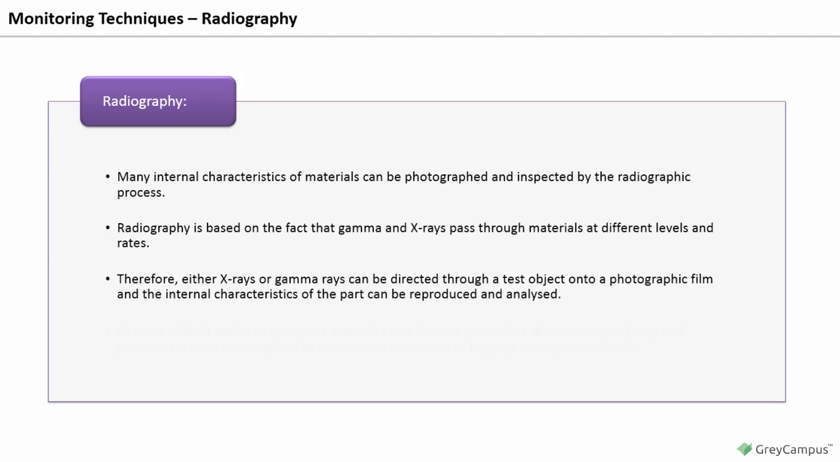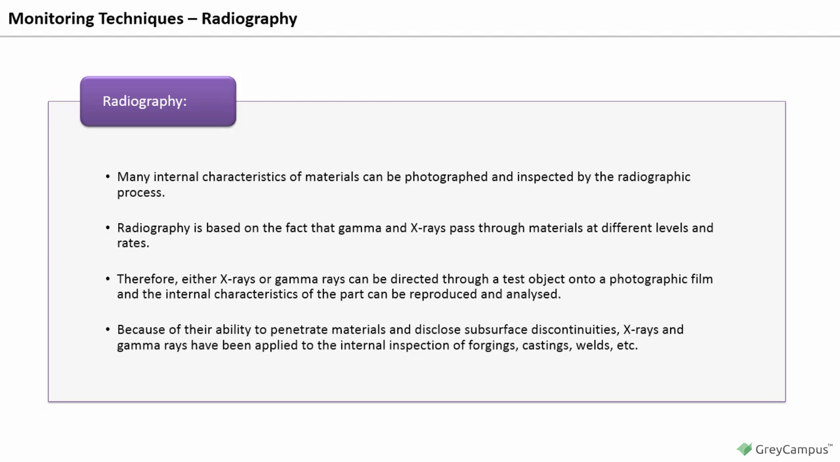Therefore, either X-rays or gamma rays can be directed through a test object onto a photographic film, and the internal characteristics of the part can be reproduced and analyzed. Because of their ability to penetrate materials and disclose subsurface discontinuities, X-rays and gamma rays have been applied to the internal inspection of forgings, castings, welds, etc. for both metallic and non-metallic products.